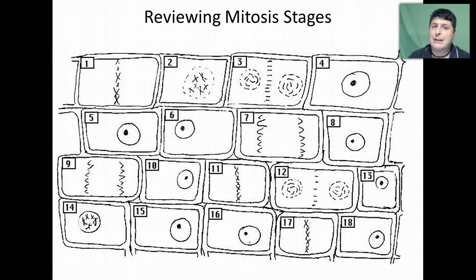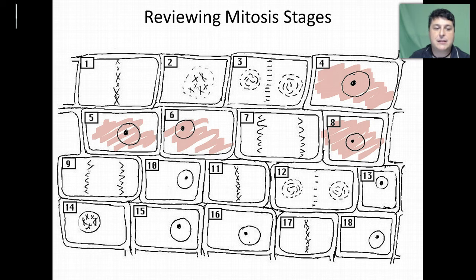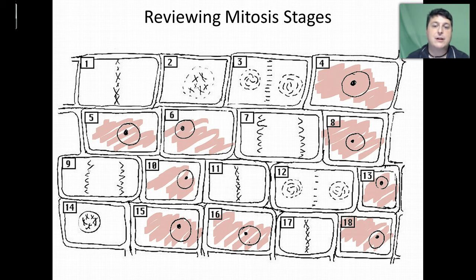So interphase cells look kind of normal. They look like a regular cell with an intact nucleus, like cell 4. But remember, there's a lot of stuff going on. It's certainly not resting. The cell is growing, eventually the DNA is copying, and then we're going to prepare for mitosis. So then we'll have cell 5, cell 6, cell 8, cell 10, cell 13, 15, 16, and 18. So there's an awful lot of cells undergoing interphase.